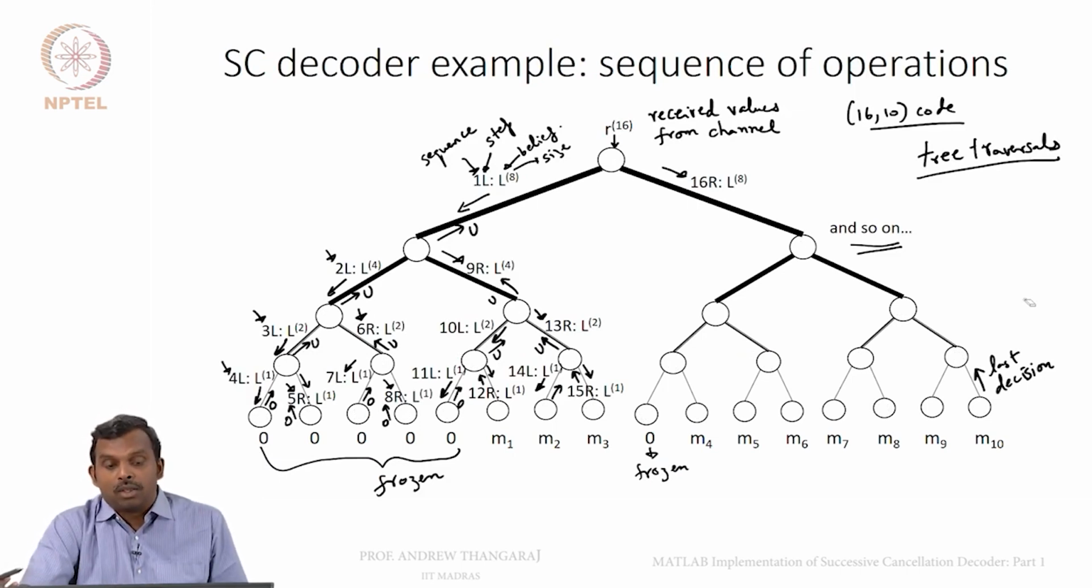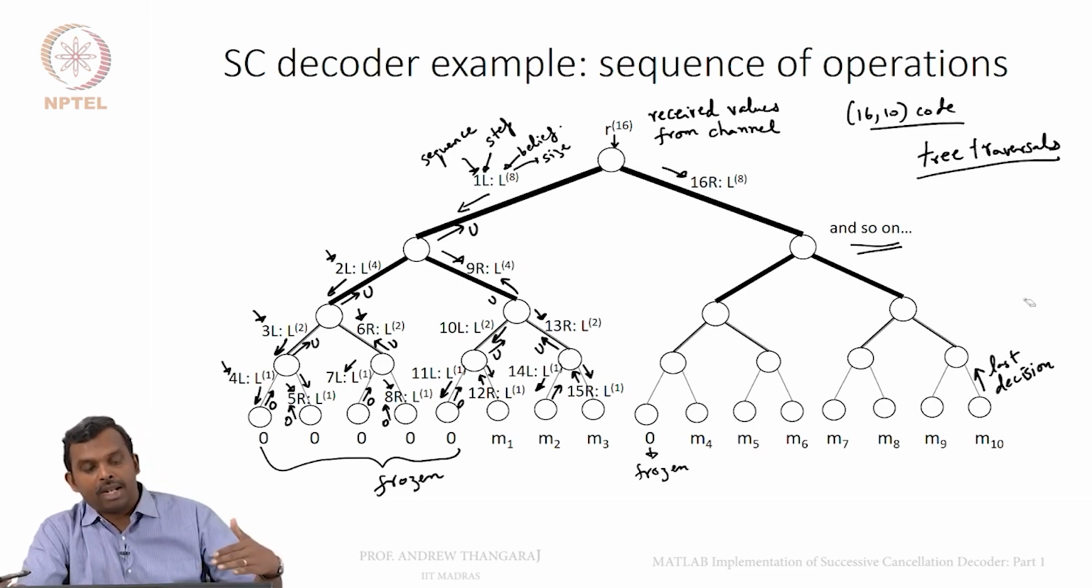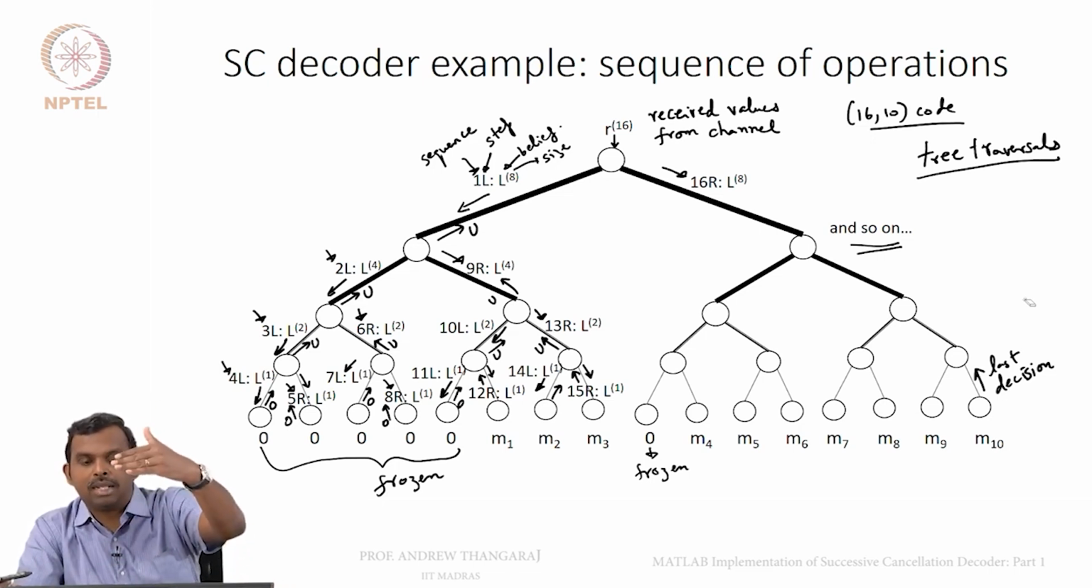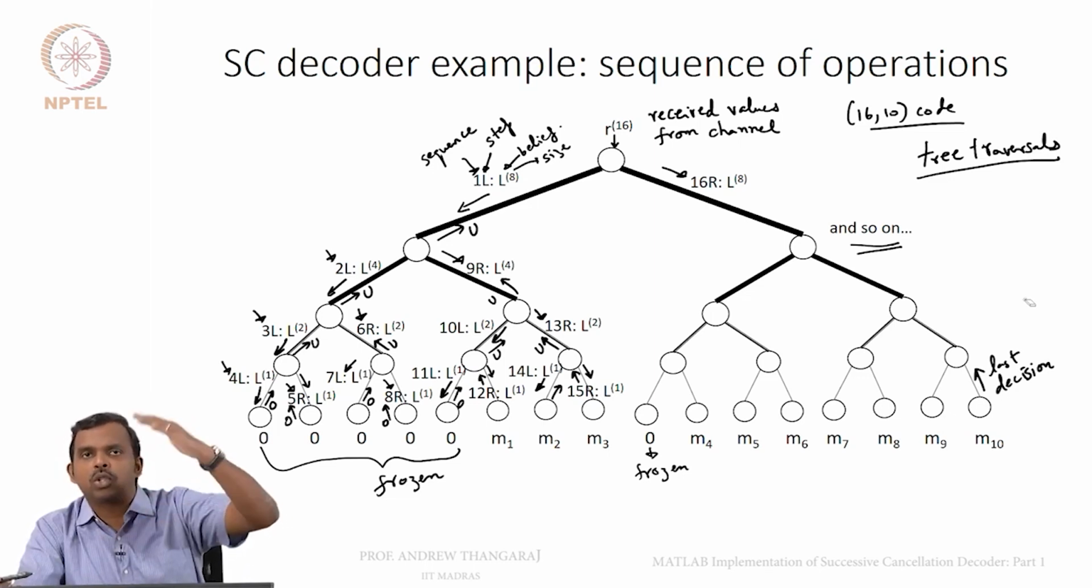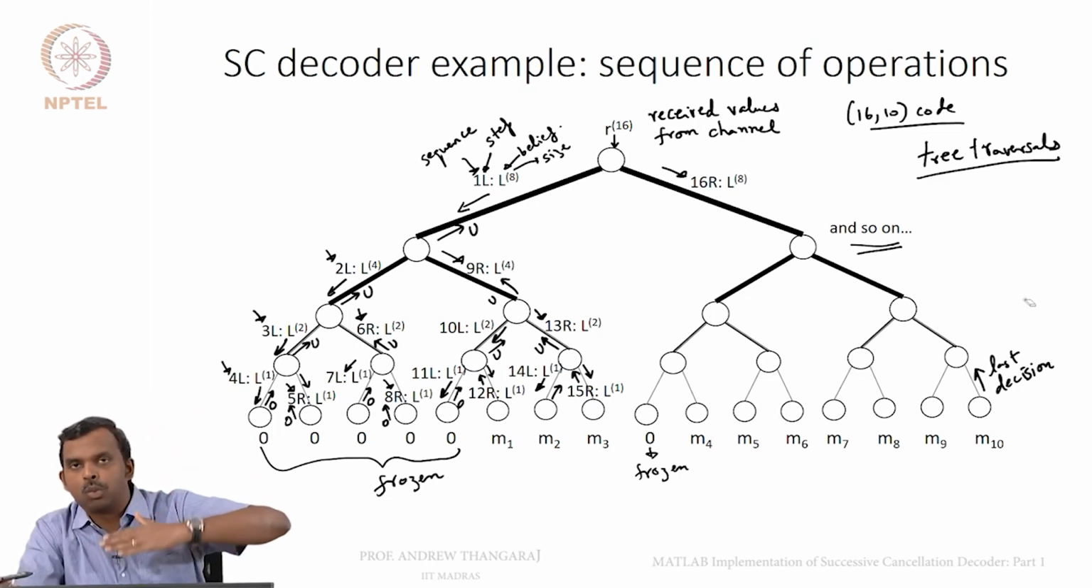Okay, so what are the messages that need to be stored? If you remember, in the encoder, we had the u at the bottom, and then it got pushed into the next depth, next depth, next depth, and all that till it got to the root, and there was no need to store any intermediate things.